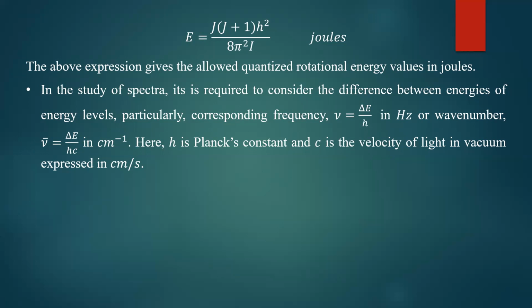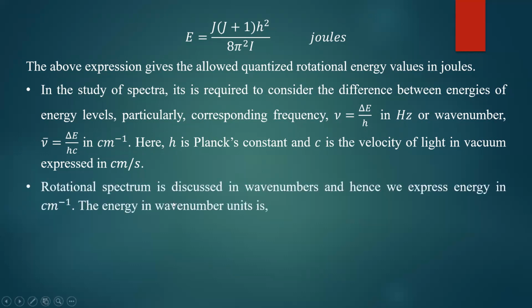So if you express frequency in terms of wave number, that is nu bar is equal to delta E by Hc. What you have to do is divide the energy by C. That will give you the frequency in centimeter inverse. Here H is Planck's constant and C is the velocity of light in vacuum expressed in centimeter per second. You have to remember this. C must be expressed in centimeter per second, that is 3 into 10 to the power 10 centimeter per second.